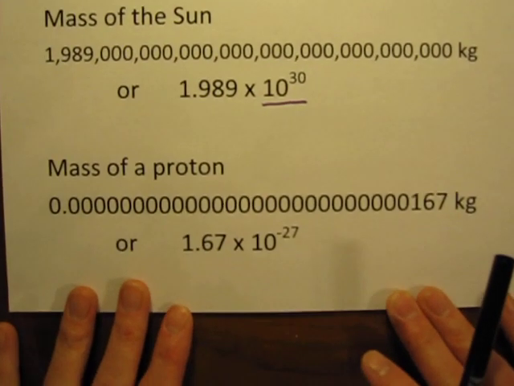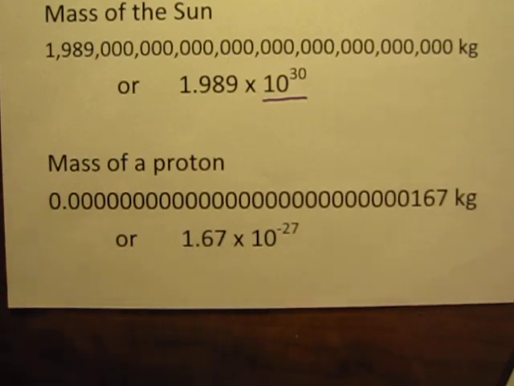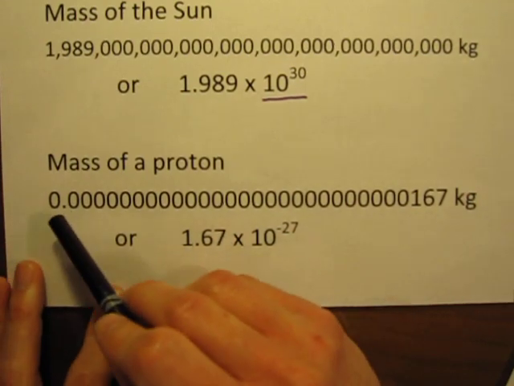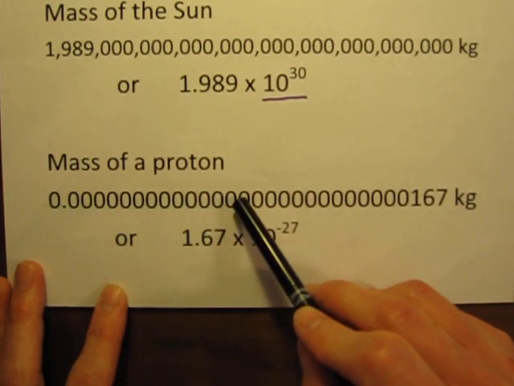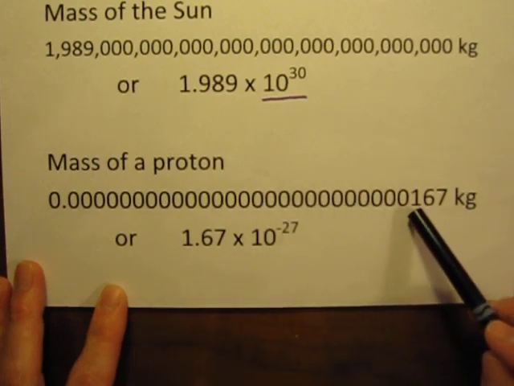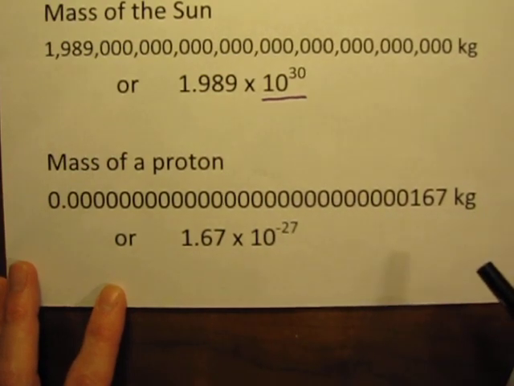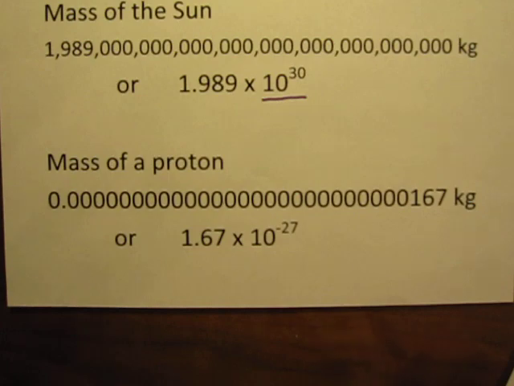What about for a tiny number? The mass of a proton is very, very small. 0.0000 and on and on and on until you get to 167 kilograms. That's the mass of one single proton. But again, scientists wouldn't want to have to write that out all the time. They wouldn't want to put that in their papers. They wouldn't want to do that in their calculations or enter that in their calculator.